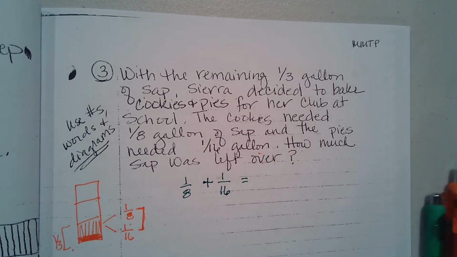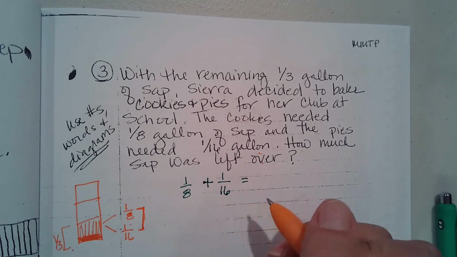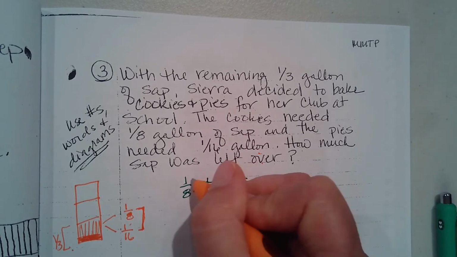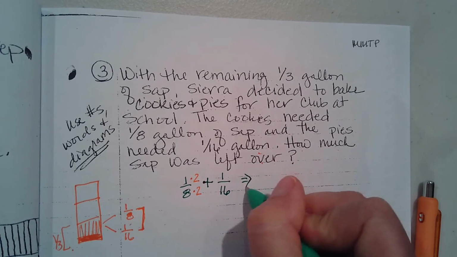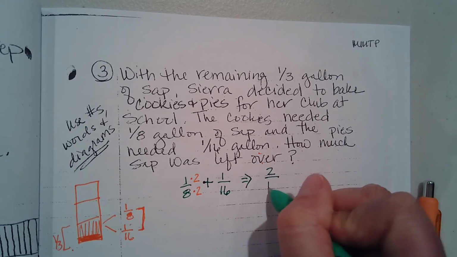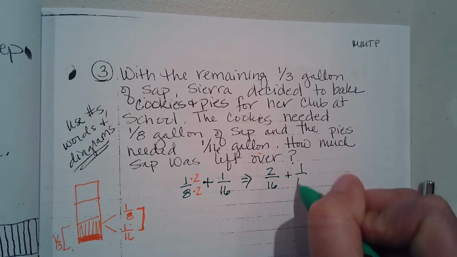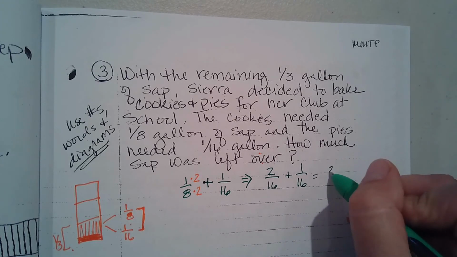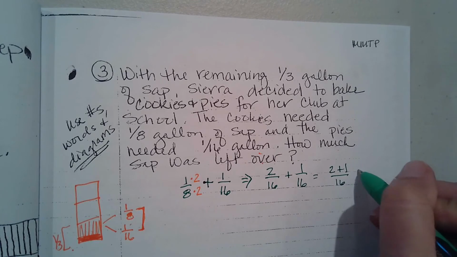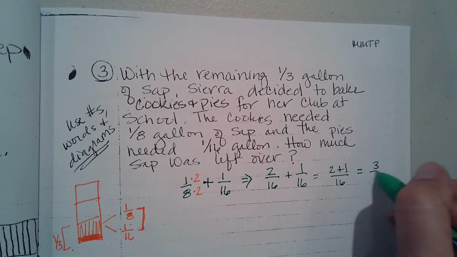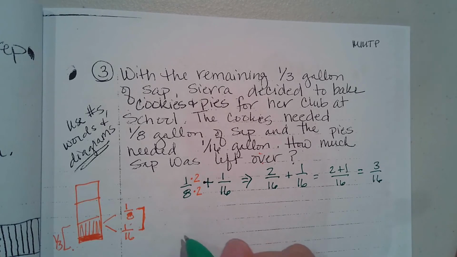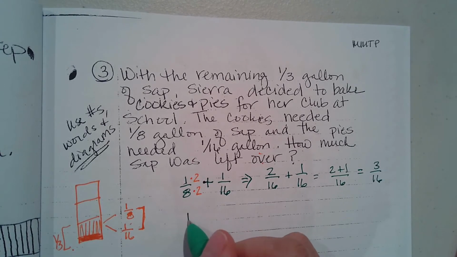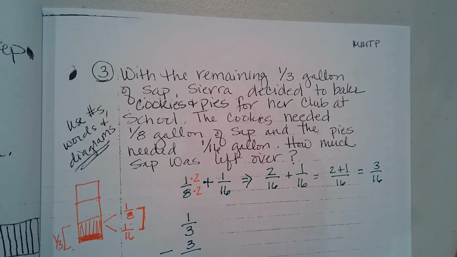Now, what is our common denominator? Common denominator going to be? You're right. It's going to be 16. So now I'm going to have 2/16 plus 1/16, or I could also write it 2 plus 1 over 16, which is 3/16, right? Now, 1/3 subtract 3/16.